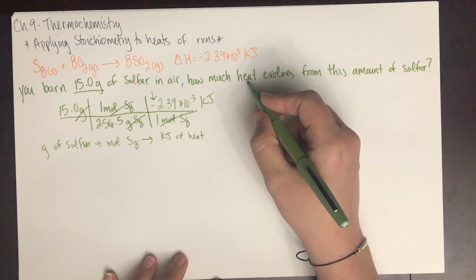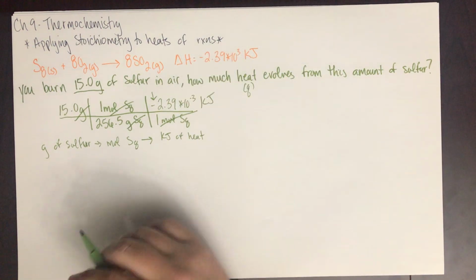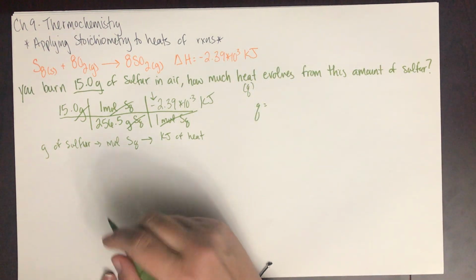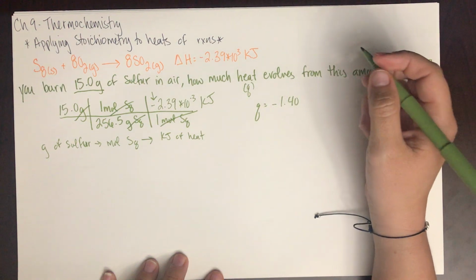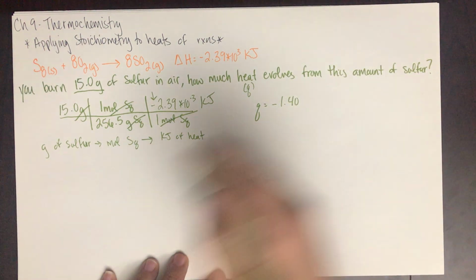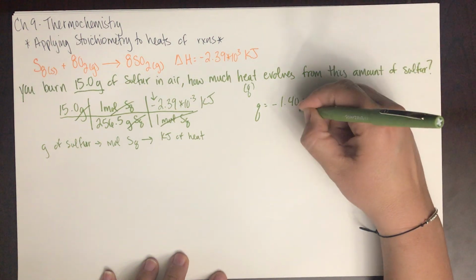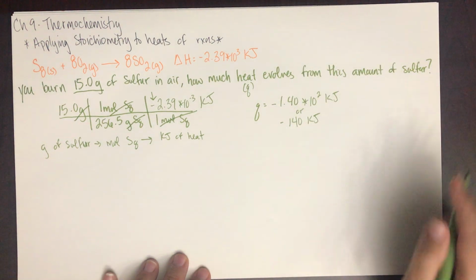So how much heat? Remember, heat is Q. Remember, Q equals delta H. So you could technically answer this: Q equals negative 1.40 times 10 to the second kilojoules. Or you could say negative 140 kilojoules.